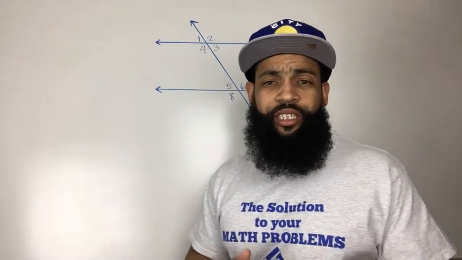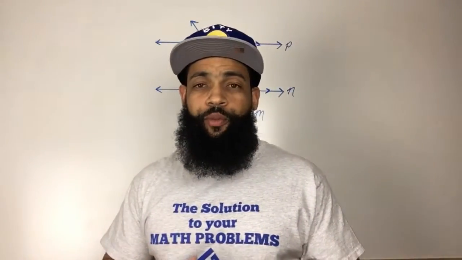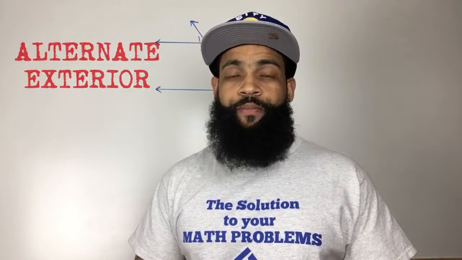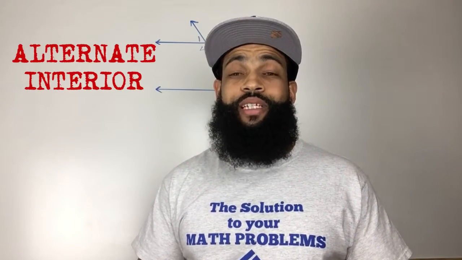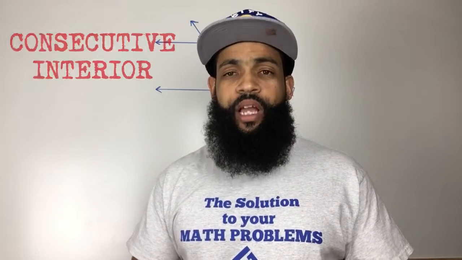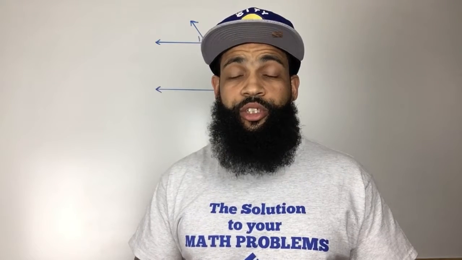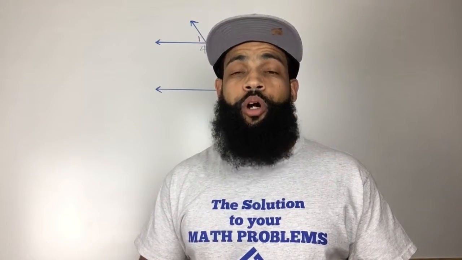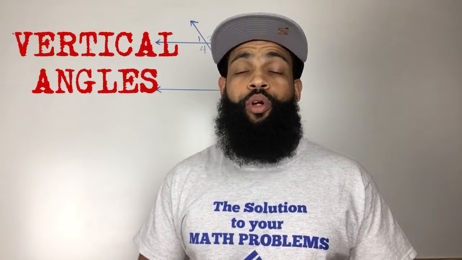So once again, just to wrap it up, there are a few different pairs of angle relationships that are formed when a transversal intersects a set of parallel lines. The first pair of angles that are formed are corresponding angles. And remember, corresponding angles are congruent. The second one is alternate exterior angles. Alternate exterior angles are congruent. Then we have alternate interior angles. Those are also congruent. And we also have consecutive interior angles. Consecutive interior angles are supplementary, which means they have a sum of 180. And then we also have vertical angles, and vertical angles are always congruent.